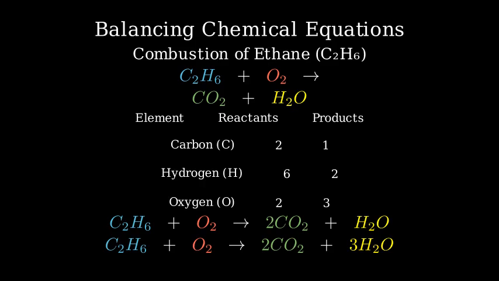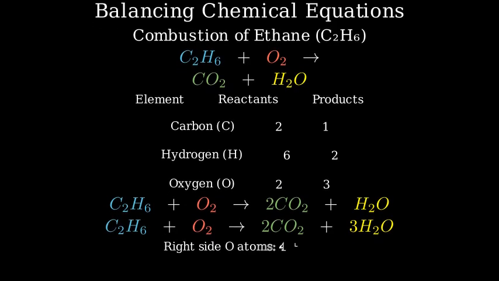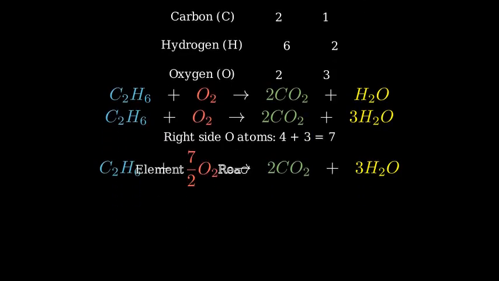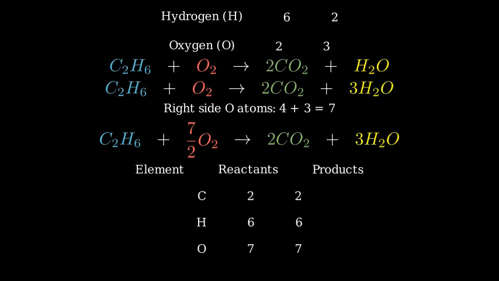Finally, let's balance oxygen. We now have 7 oxygens on the right, 4 from CO2 and 3 from H2O, so we need 7 oxygens on the left. Since O2 has 2 oxygen atoms, we need a coefficient of 3.5 to get 7 oxygen atoms. Our final balanced equation is C2H6 plus 7/2 O2 yields 2CO2 plus 3H2O.